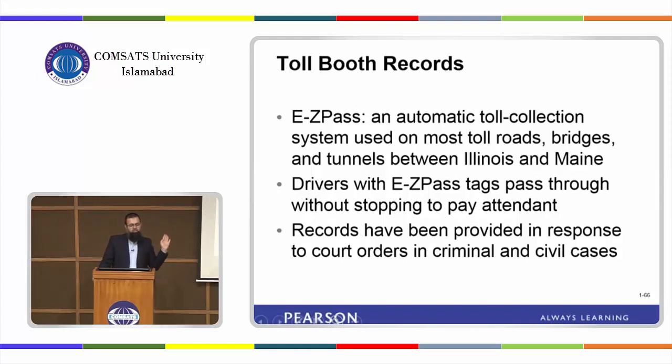So in the US, the E-ZPass is that kind of tag, the way to actually pay the toll on the motorways. And that information is used by the police and security agencies when they have some specific evidence of some criminal or other activities that involve legal proceedings, so that they can use this information. So this is another huge database that can be used against individuals.